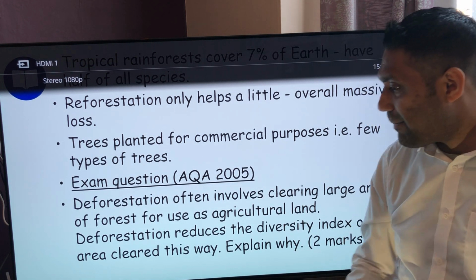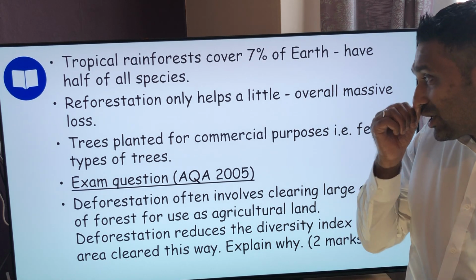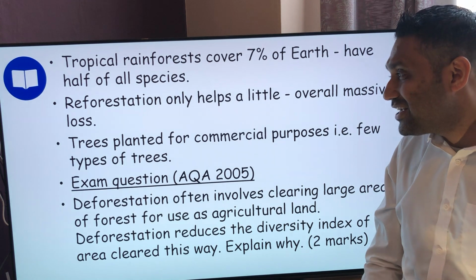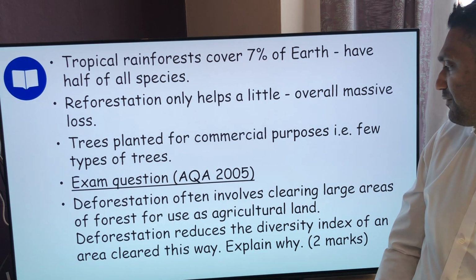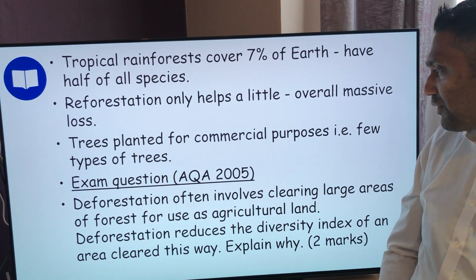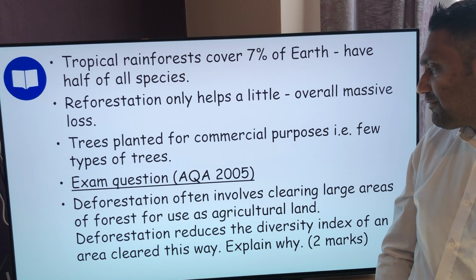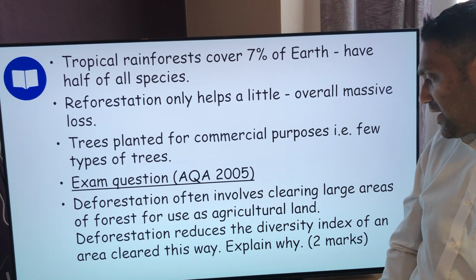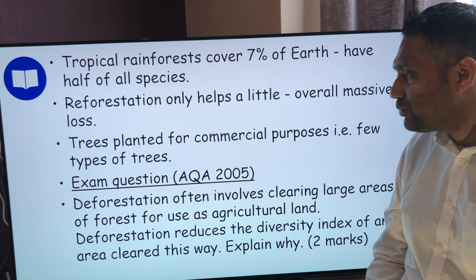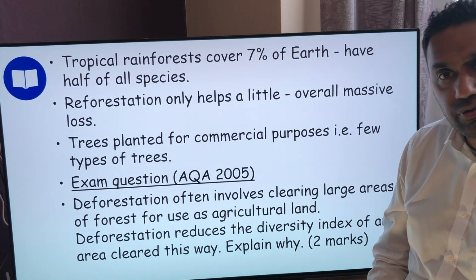Right, my battery's about to die, so this is the exam question. It's an AQA question from 15 years ago, which shows you how old my slideshow is. Deforestation often involves clearing large areas of forest for use as agricultural land. Deforestation reduces the diversity index of an area cleared this way. Explain why. That's 2 marks. So pause the video, have a go at that question, and then I'll quickly go through the answer when you've unpaused it.